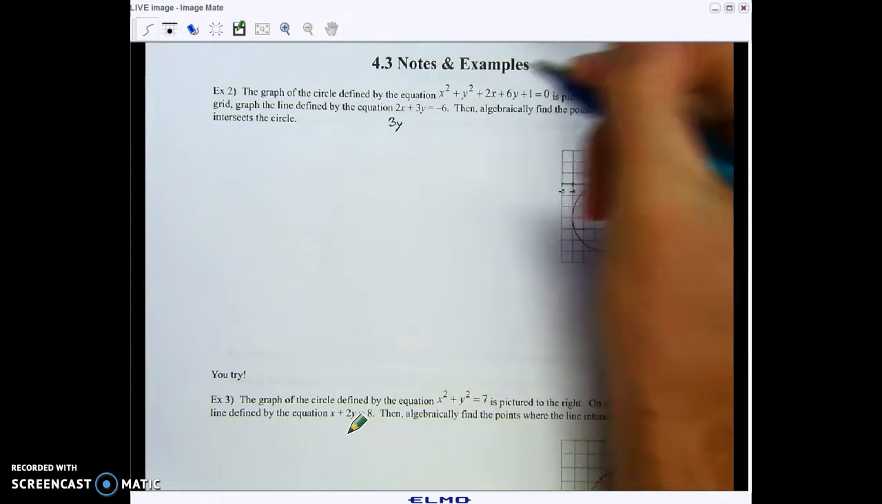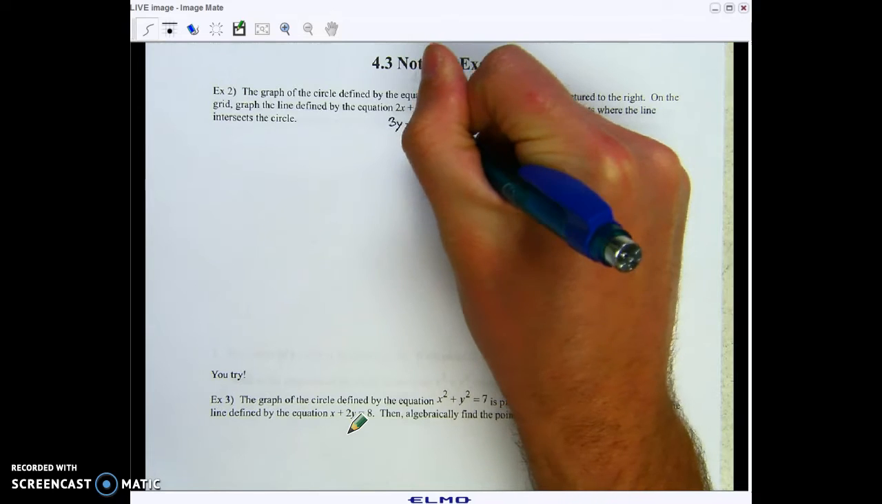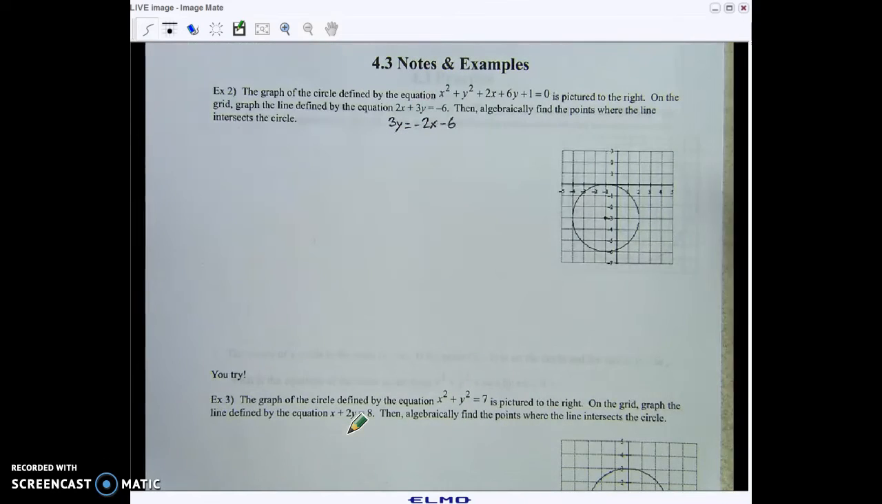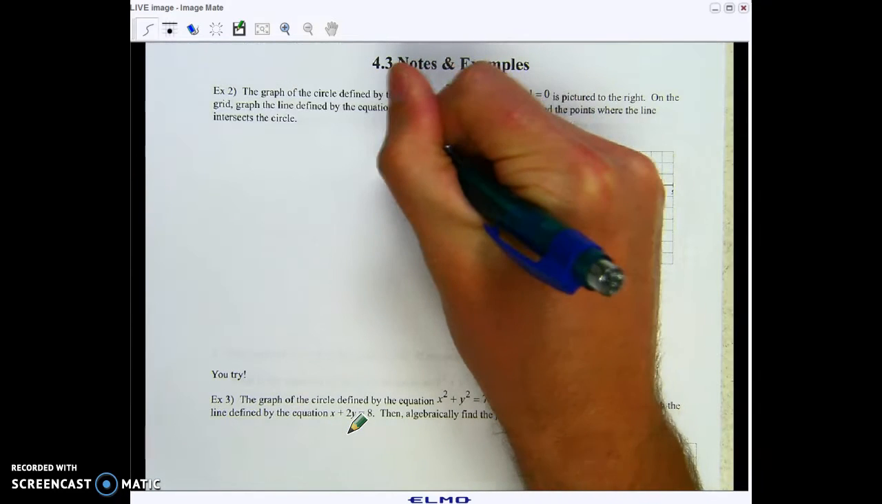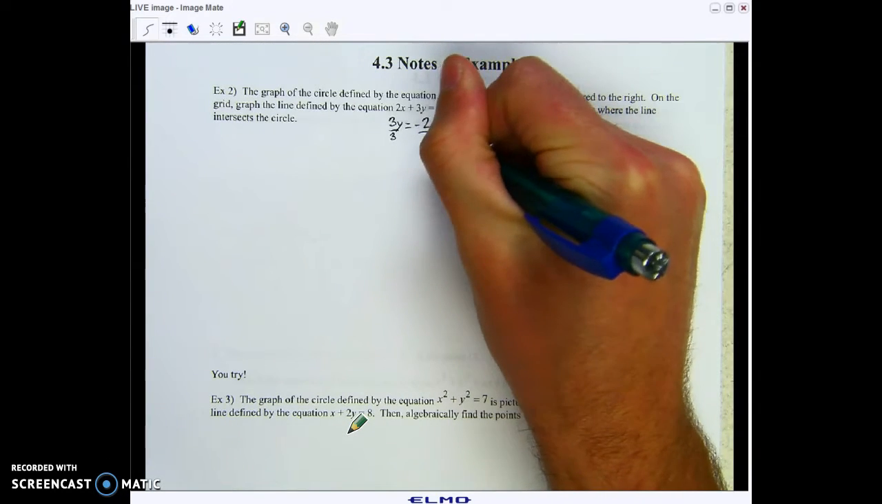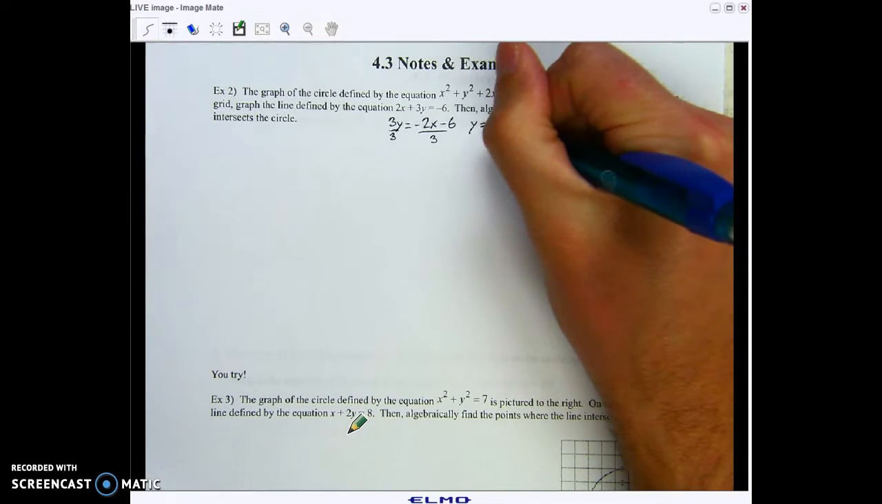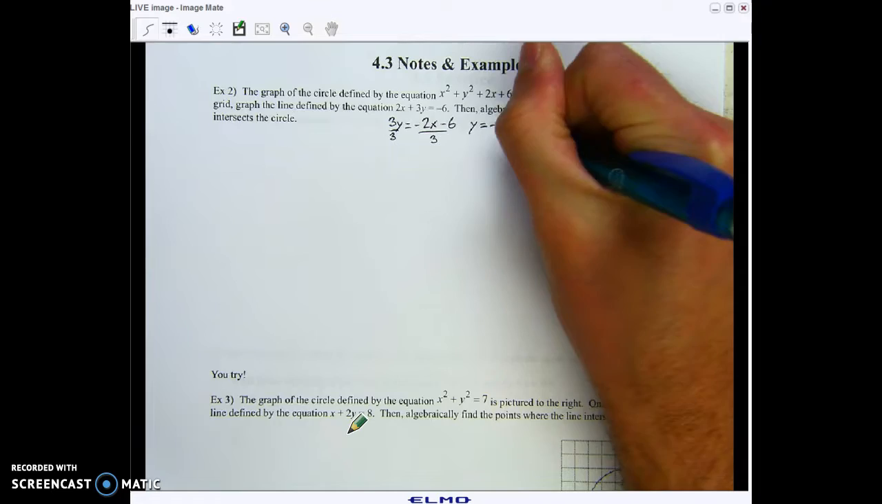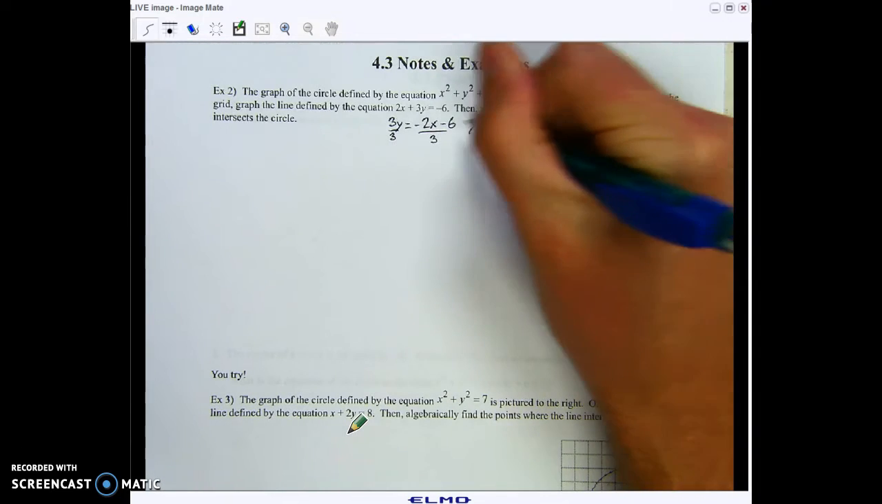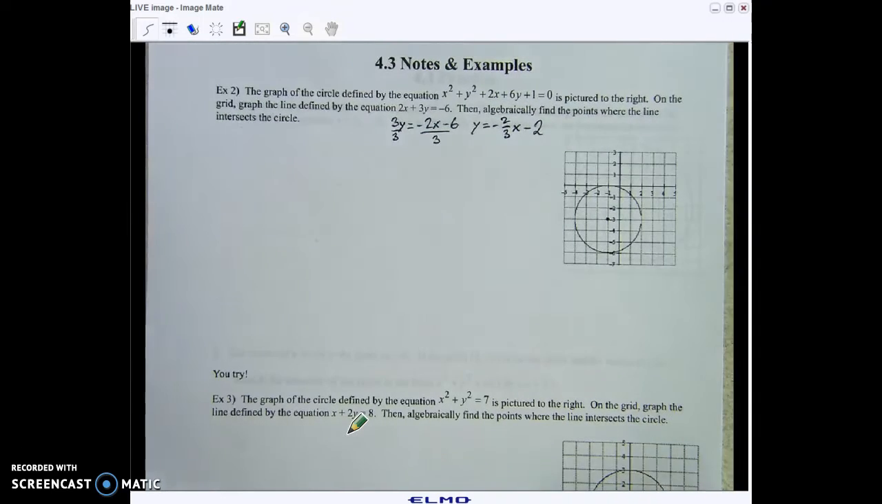That equation is going to turn into 3y equals -2x minus 6, right? Not quite in slope-intercept form yet, though. Divide everything by 3. And we get y equals -2/3 x minus 6 over 3, which is just 2. All right, so now we're in slope-intercept form, and that looks like it should be pretty easy to graph.